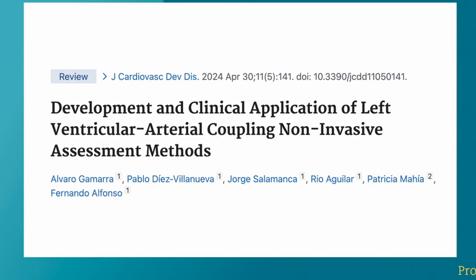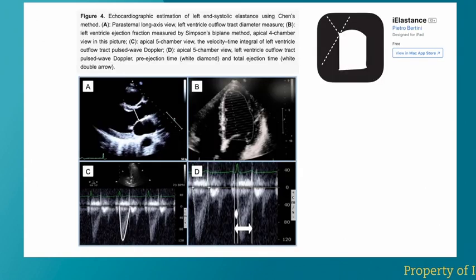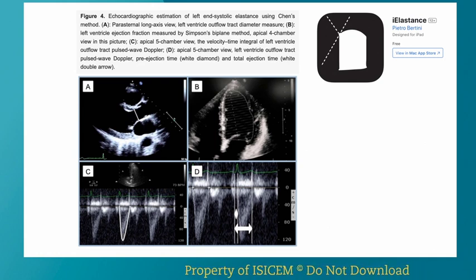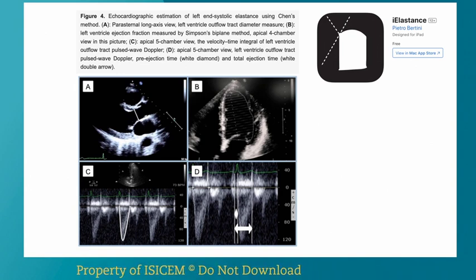The beauty of this is that it can all be assessed at the bedside by ultrasound. For example, this is for the left heart, so you need to do a stroke volume calculation and also an ejection timing, so you can see that in figure D. And there's even an iPhone app for this called iElastance, and you can just plug in the numbers and you would know what to do, and also whether you need more pressure or less pressure in the thorax for the heart.